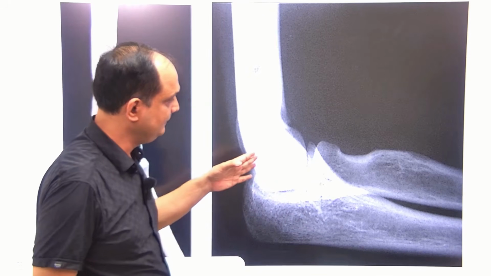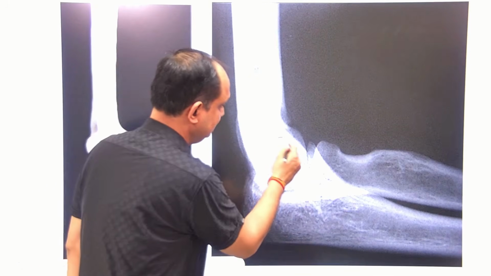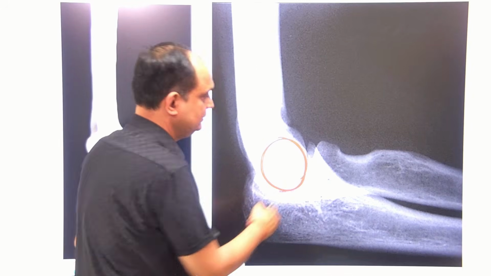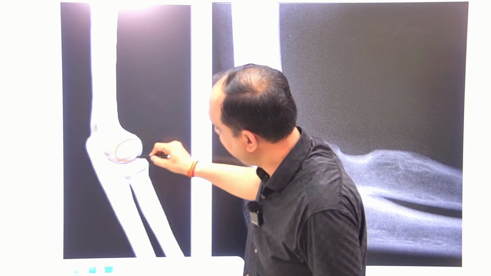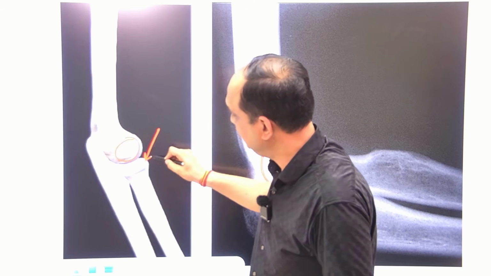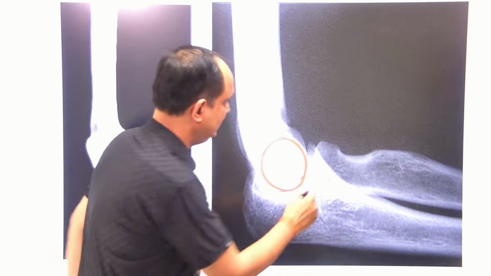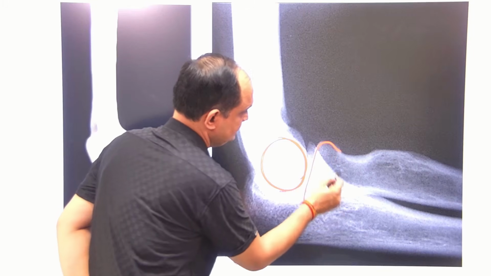Now, in this image, you have to keep this thing in mind that this round structure is what? Now, this round structure is your capitulum. Now, here this is your capitulum. Now, below the capitulum, you will have this head of radius. So, here this is the head of radius which is visible here.